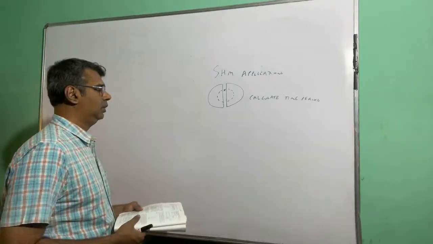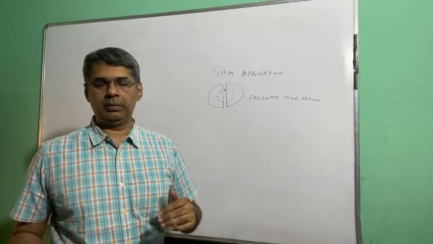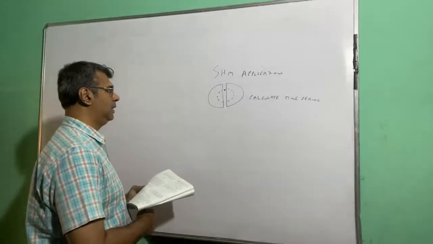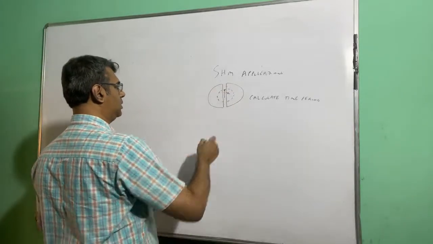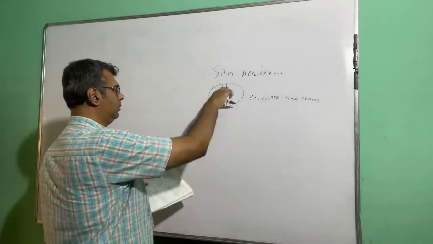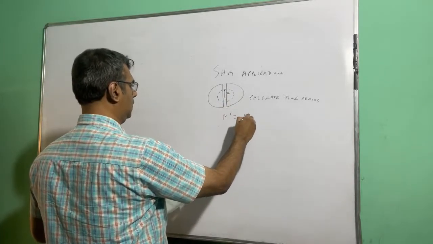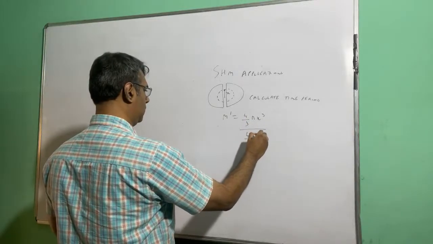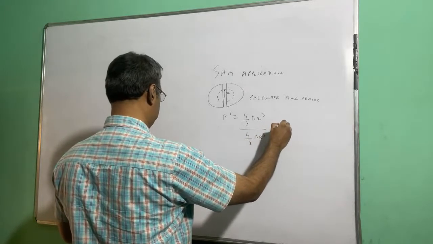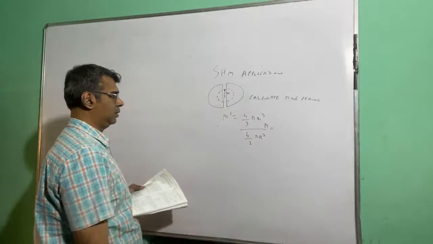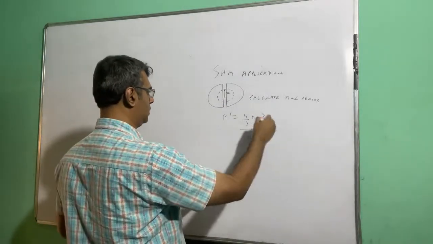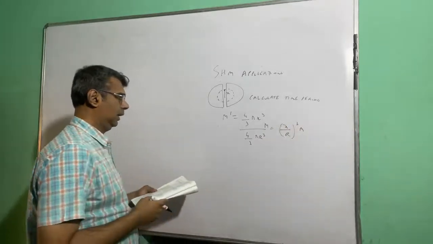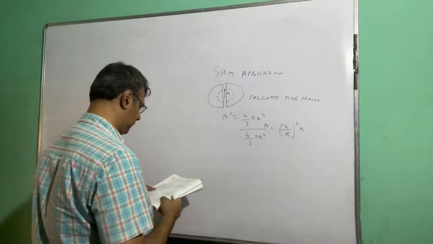The first thing you have to do is this: since the particle is undergoing simple harmonic motion, at any point of time the particle will be somewhere inside the tunnel. Suppose the place where it is located is at radius x. What will be the mass of this dotted sphere? It will be 4/3 pi x cube divided by 4/3 pi r cube into the mass of the whole sphere. So that is x by r whole cube into the mass of the whole sphere.